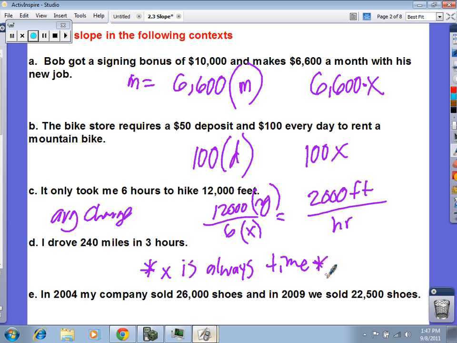So here's our two quantities: hours and feet. Which one of those is time? Hours. So your independent variable, your X, is always going to be time, and it always goes on the bottom. So if it took me 6 hours to hike 12,000 feet, my slope, or my average rate of change, was 2,000 feet every hour. Does that make sense?